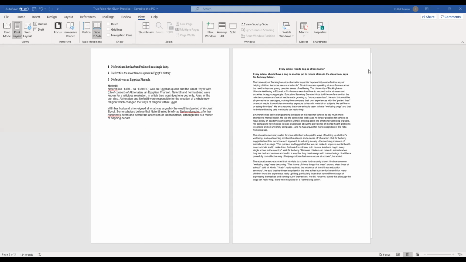Any doubts with skimming and scanning? Now I'm going to display two or three passages, and I want you to try and see if you can skim them. Okay, so can you see my Word document?